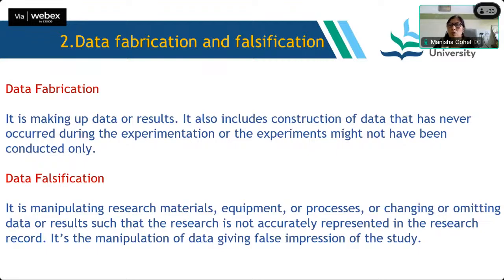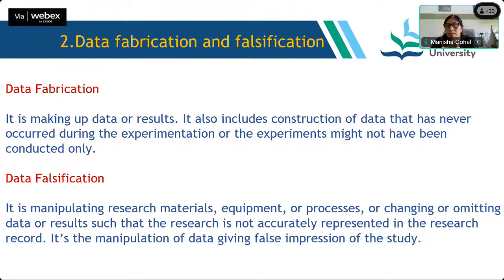So when you are generating data without doing any research, that is fabrication. And when you are manipulating the data, most of us are aware that we want significant results. So we manipulate our data to make it significant. But remember, in research, even if the result is not significant, that is also important research.